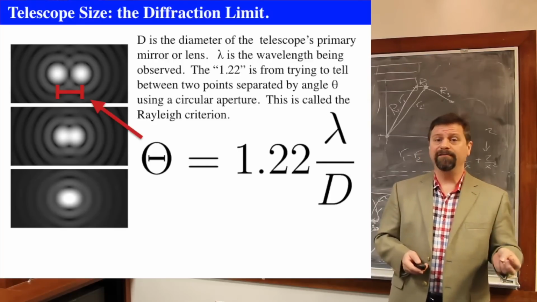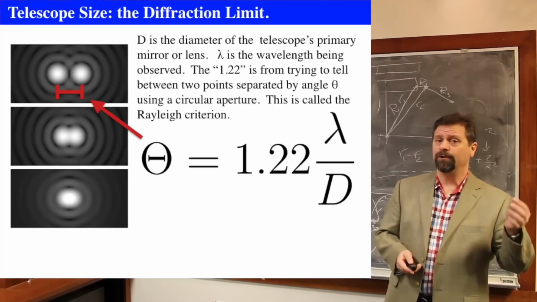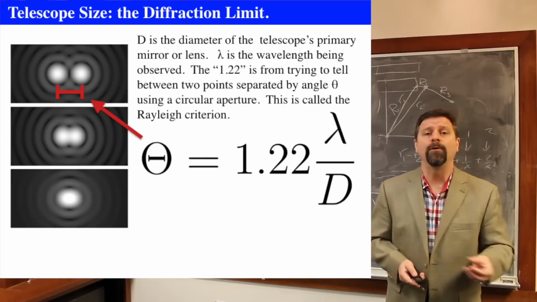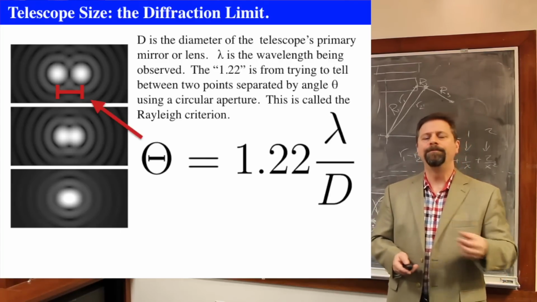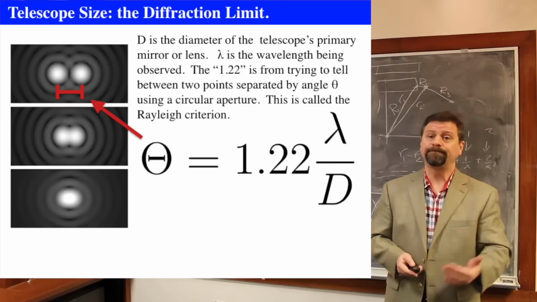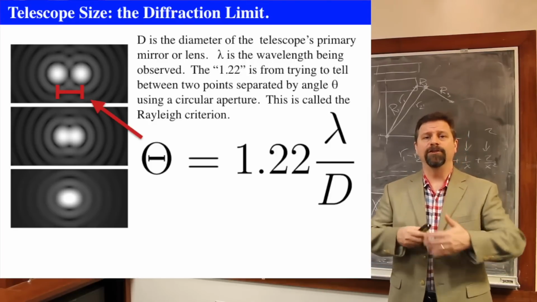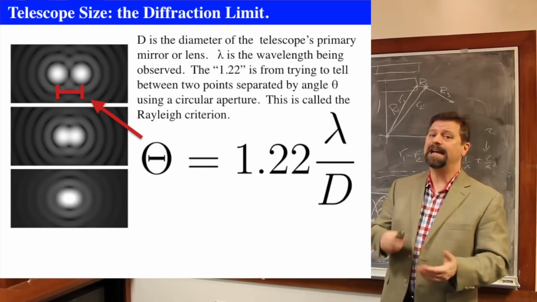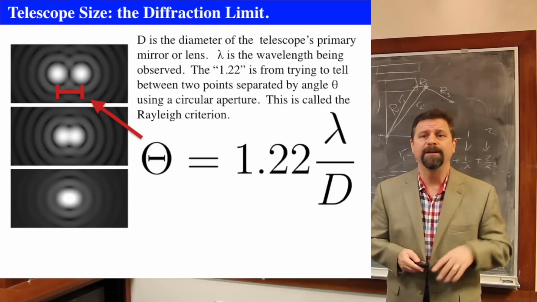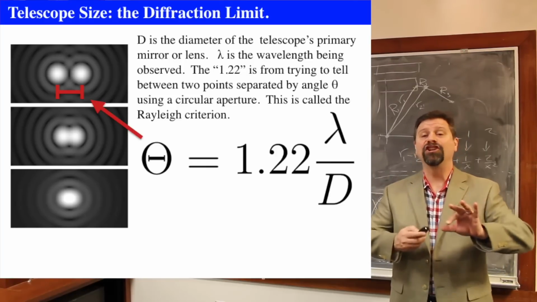So short wavelength means you can resolve smaller angles. If you have a bigger diameter, then the number is smaller also. So you want to look at short wavelengths and use a big diameter telescope in order to get to your diffraction limit.